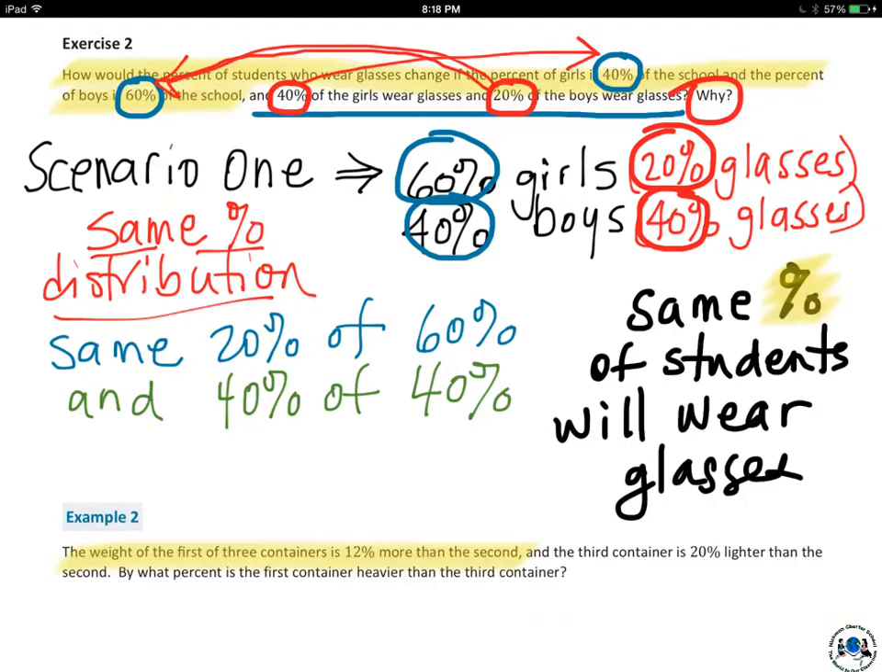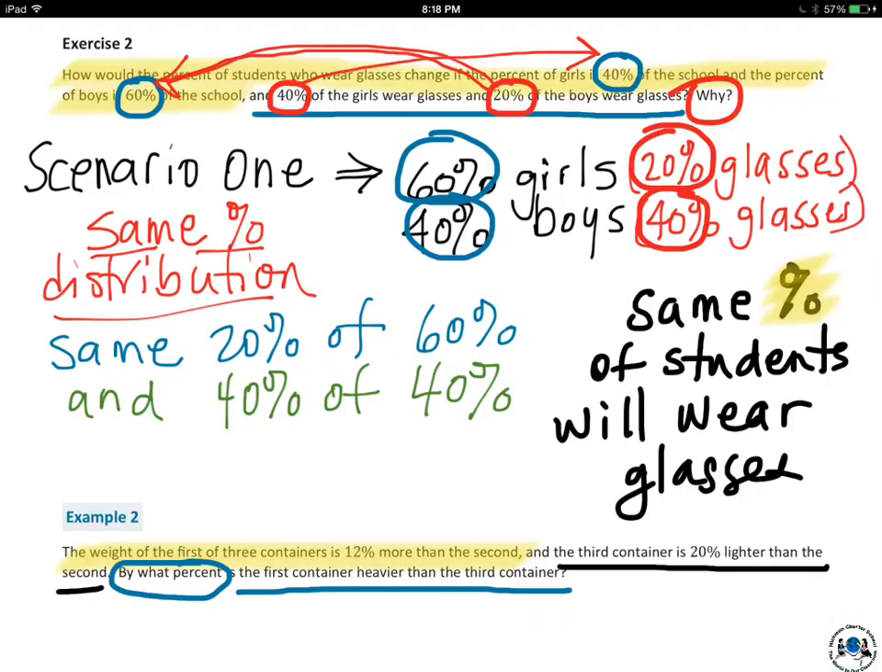Okay, now we have example 2. We're moving away from boys and girls in the school with glasses. But here we go. We're going to look at some containers. A little bit different the way this is set up here. So the weight of the first of 3 containers is 12% more than the second. And the third container is 20% lighter than the second. By what percent is the first container heavier than the third container?